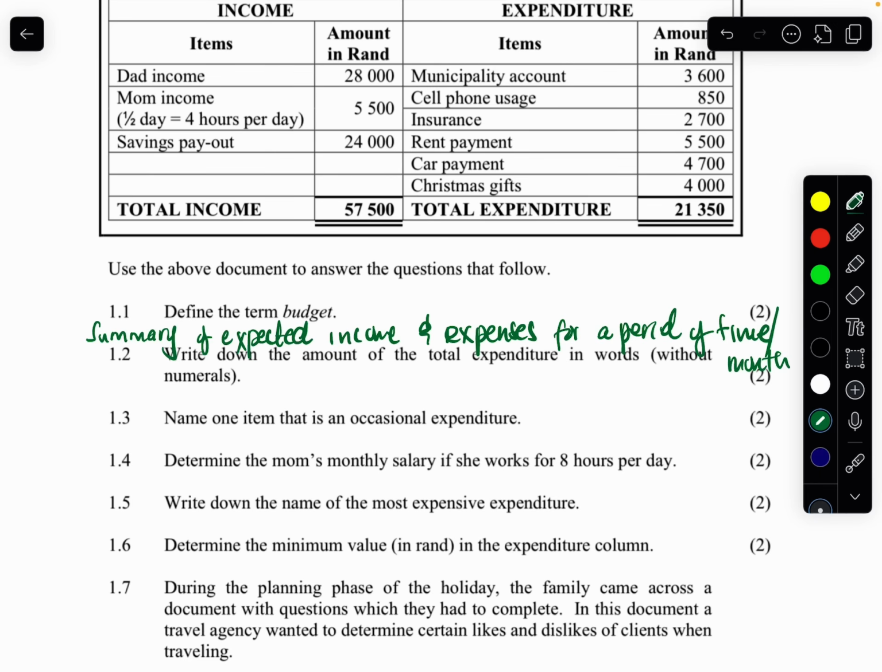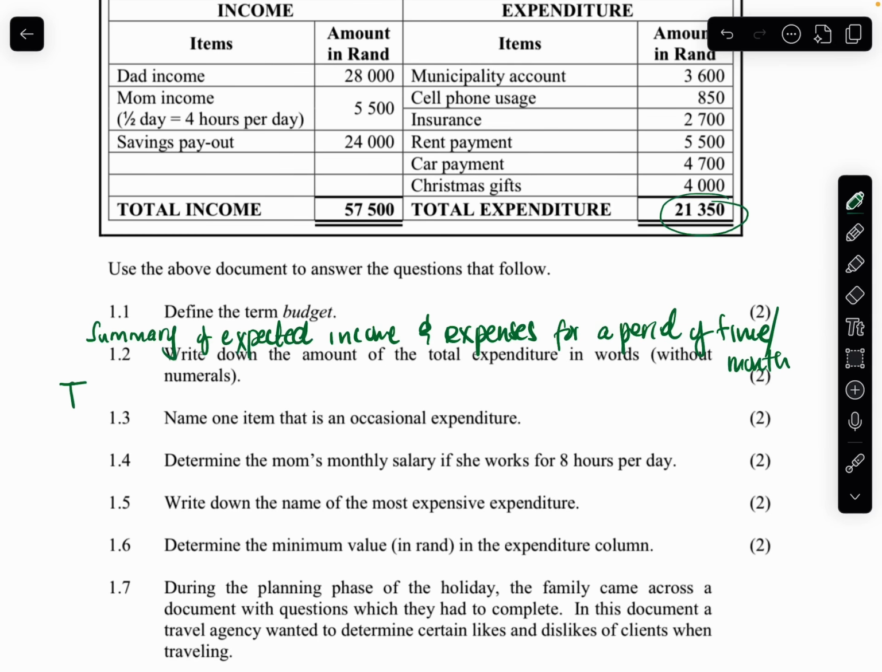Now, number 1.2, it says write down the amount of total expenditure in words, without numerals. So the total expenditure here is that one. You can see it's 21,350 rand. It's twenty-one thousand, three hundred and fifty rands.